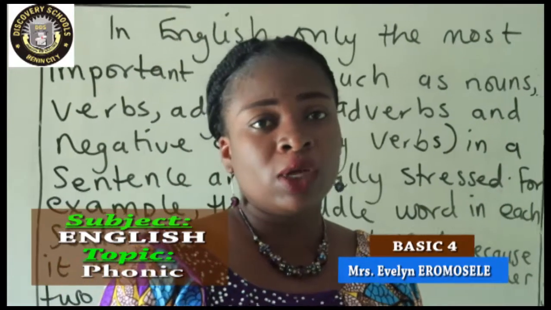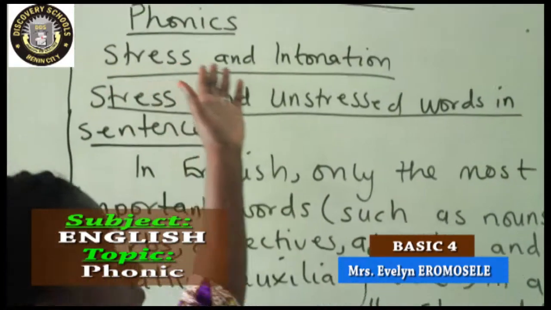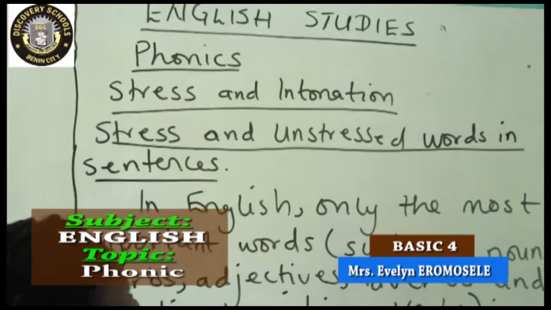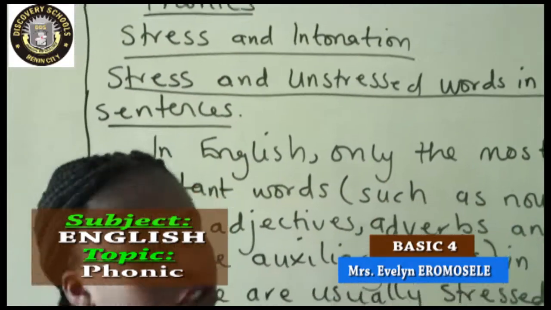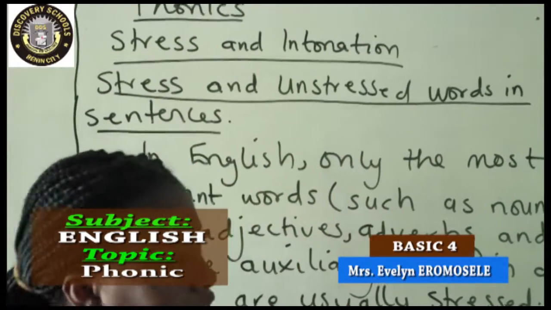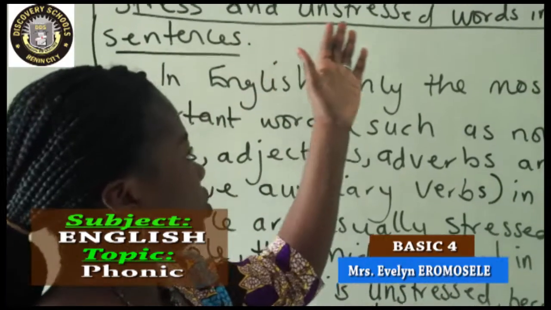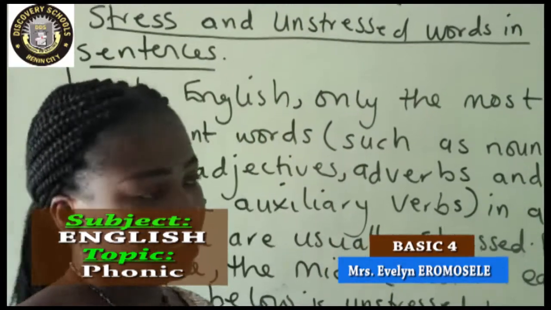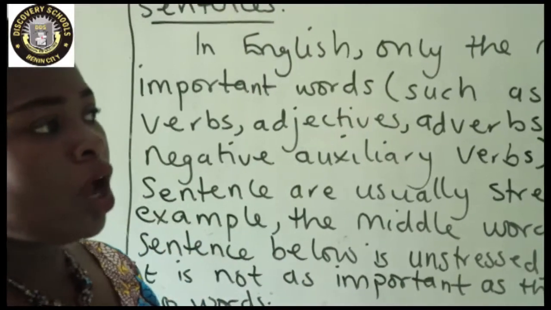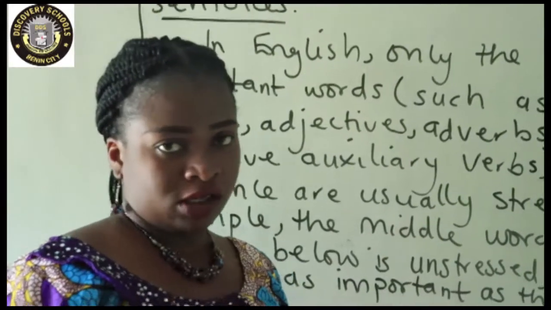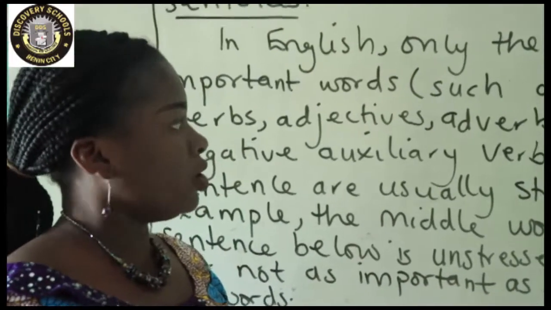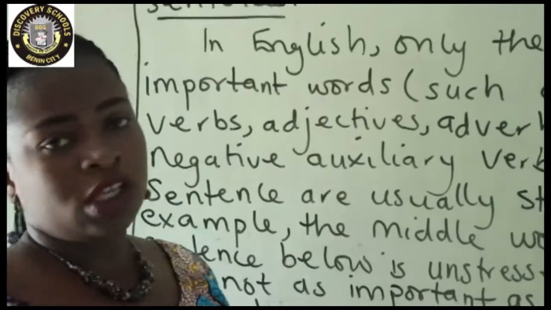Today, we are going to be looking at stress and intonation. Then, in stress and intonation, we'll be looking at stressed and unstressed words in sentences. One thing we should know is this. In the English language, not all words are stressed. They are what we call the most important words. They are the ones that are what? Stressed. And what are these most important words?